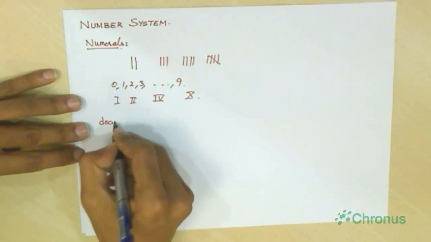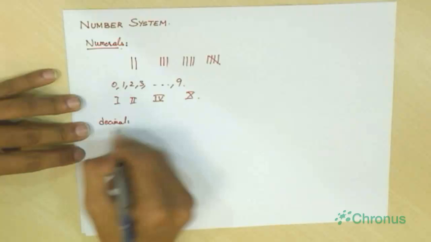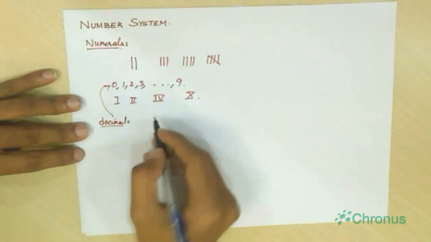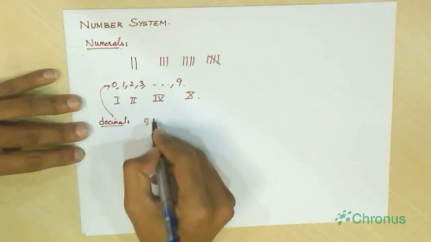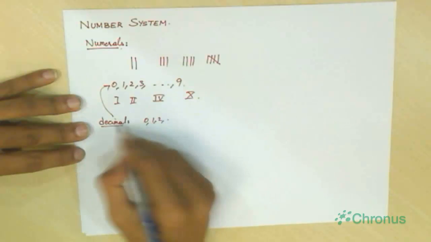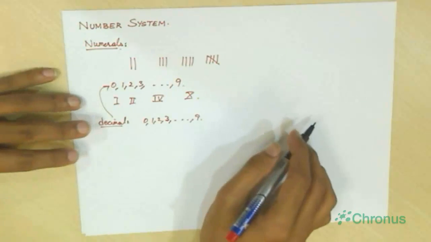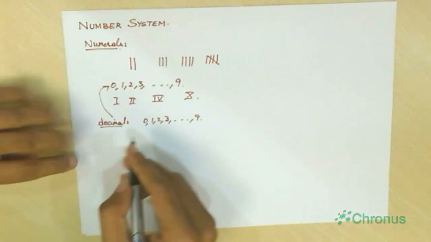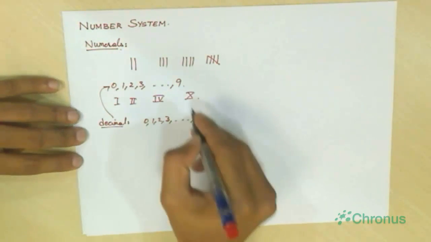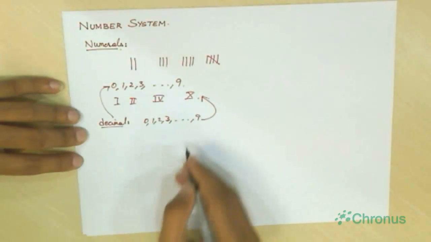A decimal number system. The decimal number system is the most common thing which we use. We have 10 symbols to represent numbers. Deci for 10. We have 10 symbols, 0 to 9, and we can represent any number using these. This is the most common thing which we see. And Roman also is a decimal number system.